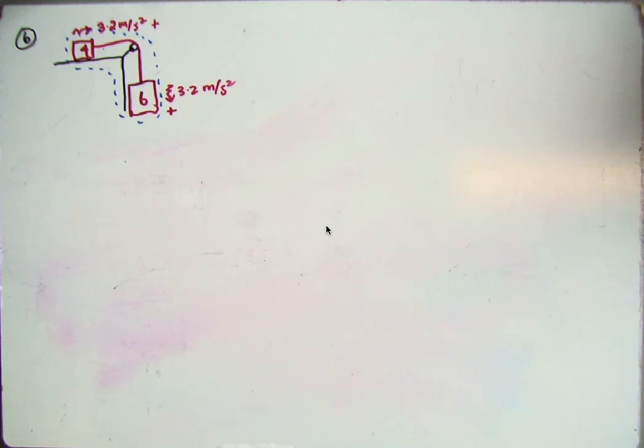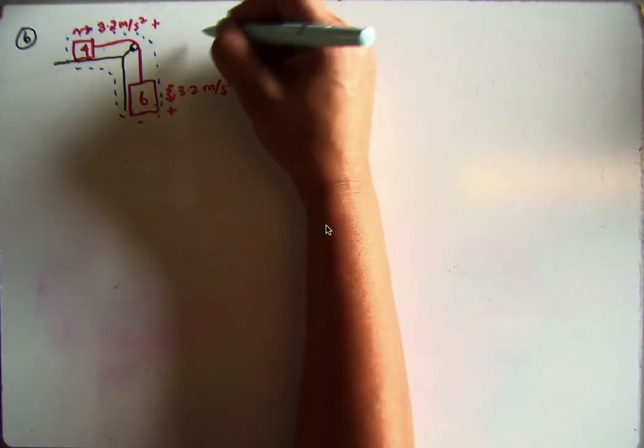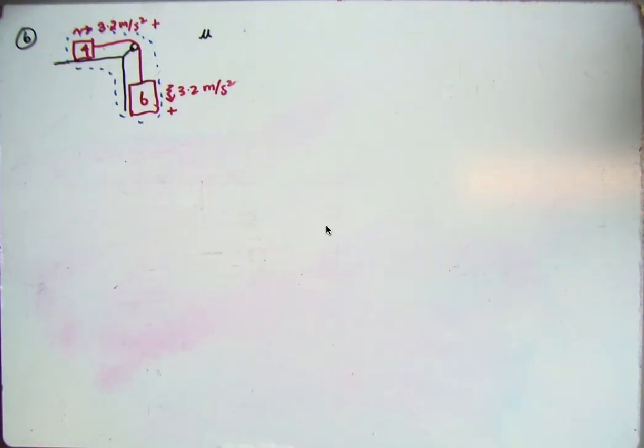For this question, there are a couple of ways to approach it. We're going to start by looking at each individual free body diagram individually. So the question is asking us for the coefficient of kinetic friction. They want to know mu. So the way we find that is we set it up.